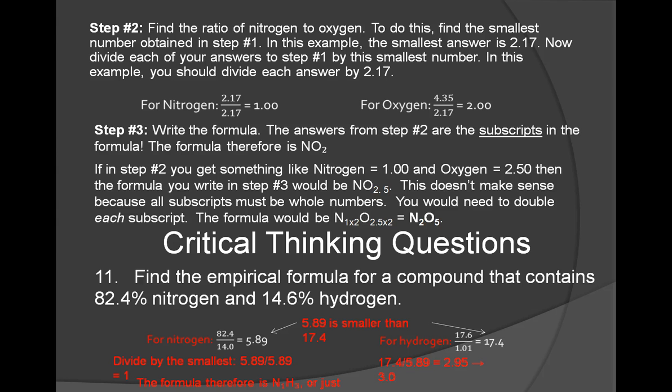Critical thinking questions. 11. Find the empirical formula for the compound that contains 82.4% nitrogen and 14.6% hydrogen. For nitrogen, 82.4 over 14 equals 5.89. For hydrogen, 17.6 over 1.01 equals 17.4. Divide by the smallest, 5.89. 5.89 divided by 5.89 equals 1, and 17.4 divided by 5.89 equals 2.95, which is pretty much 3. The formula therefore would be N1H3, or just NH3.